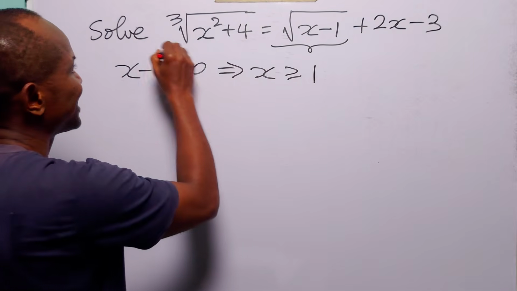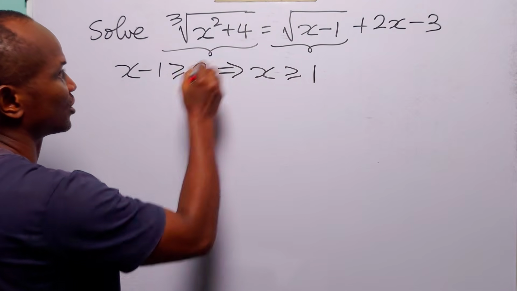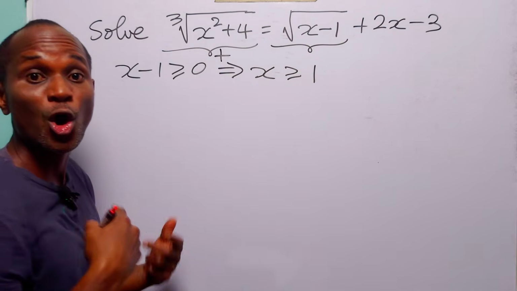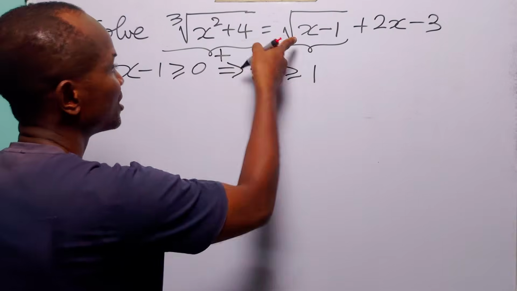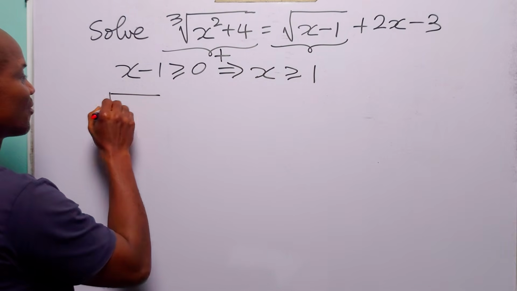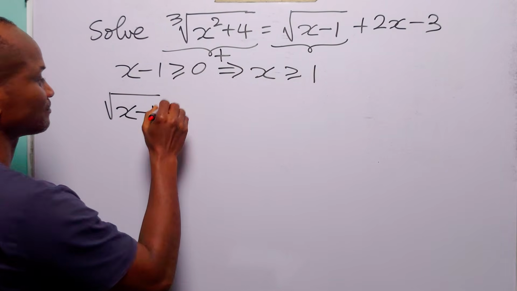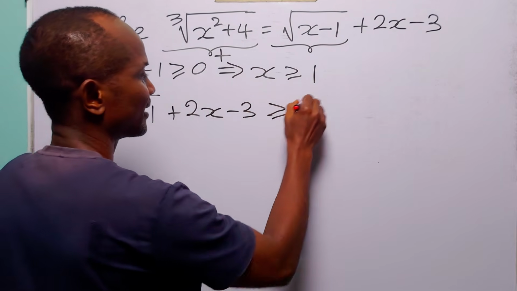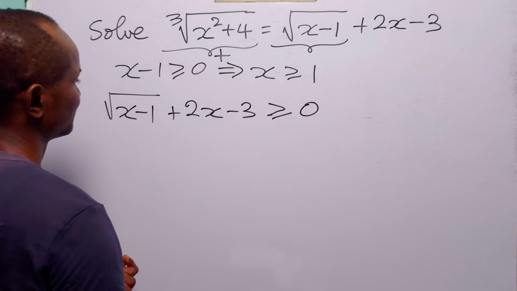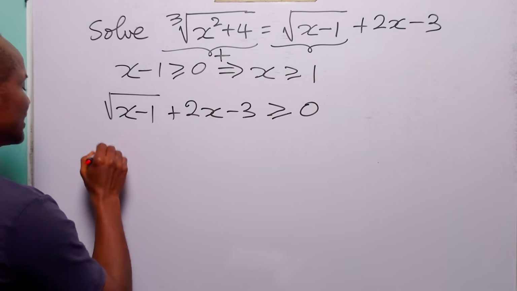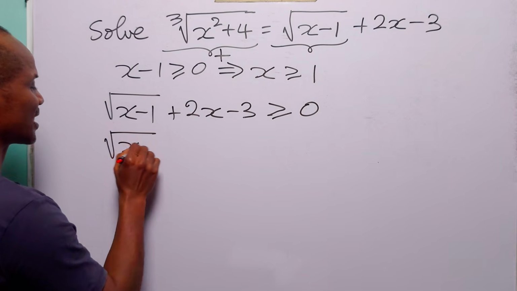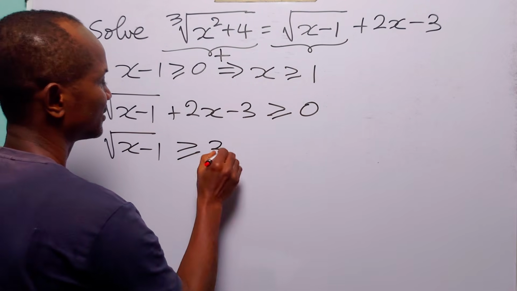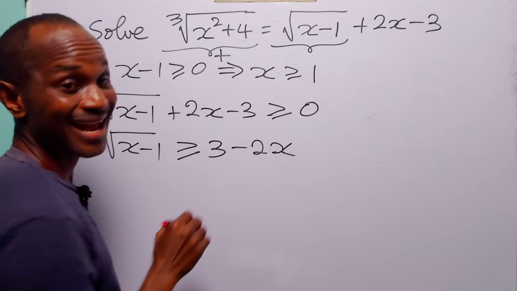So that means that the left-hand side of this radical equation is positive, which tells us that the right-hand side must also be positive. So we have that the square root of x minus 1 plus 2x minus 3 must be greater than or equal to 0. Now, when we rearrange this inequality, we have that the square root of x minus 1 must be greater than or equal to 3 minus 2x.